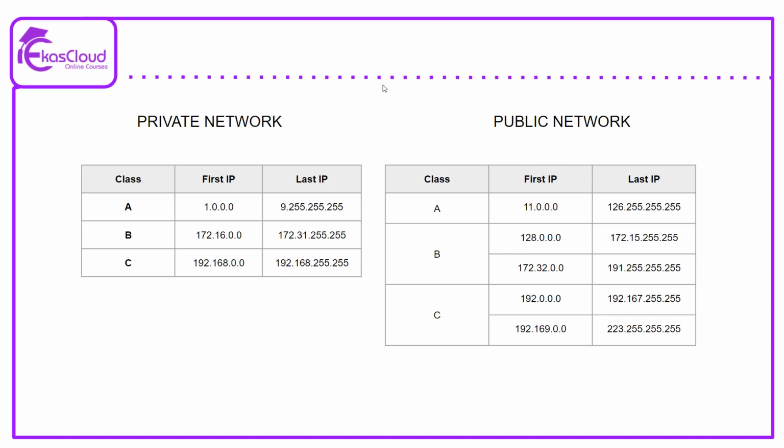As far as the public network is concerned, there are some gaps between the numbers, which we need to keep in mind when we are out in public. But this is where we can see the range between IP addresses. This is the public network.